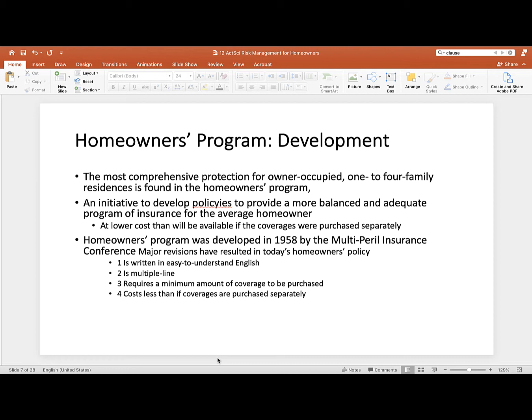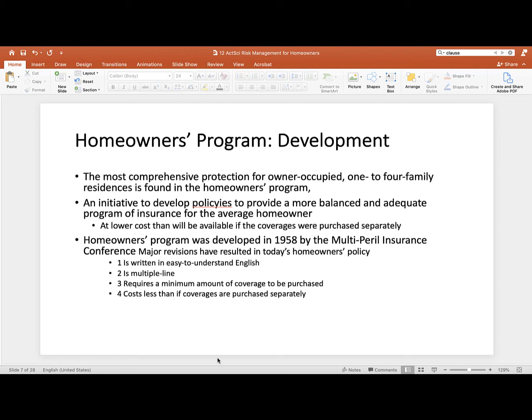They're multi-line policies. The third thing that's been developed is that a minimum amount of coverage has to be purchased, and I'll talk about that as we move on as well. And it costs less than if the individual coverages had been purchased. So if you went out and bought cover for your contents, cover for the building, and then cover for liability if someone slips and breaks their leg, then if you bought those separately, they would cost you more than if you buy them in a bundle.